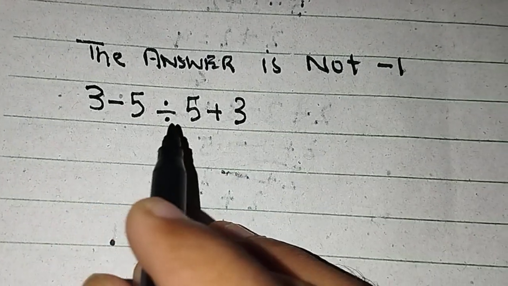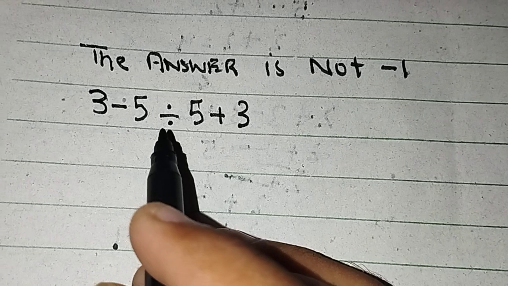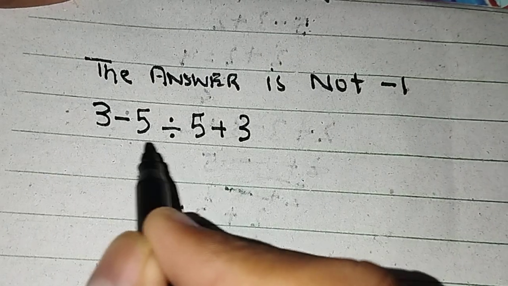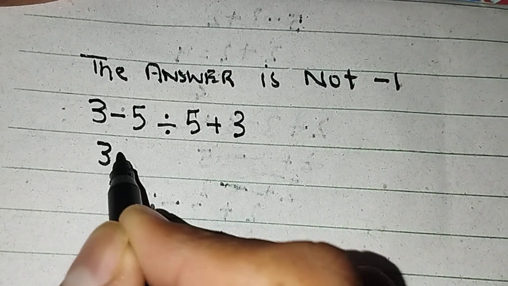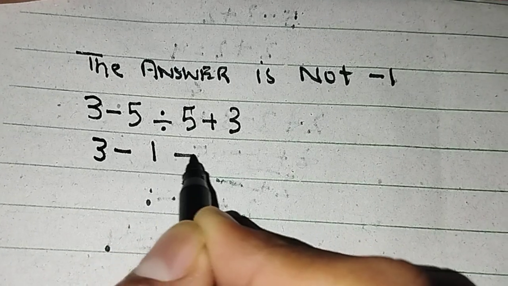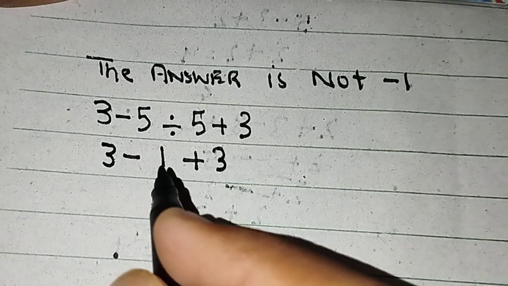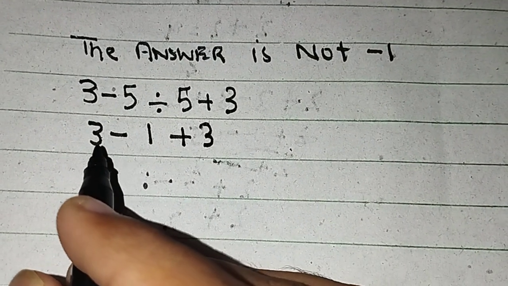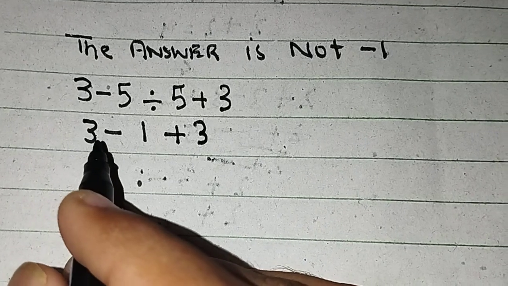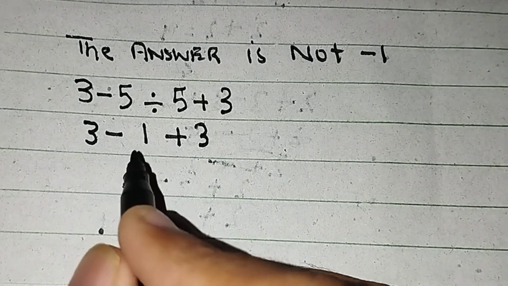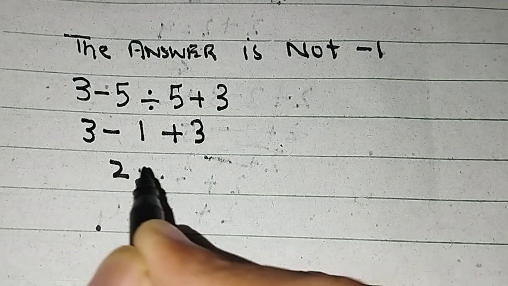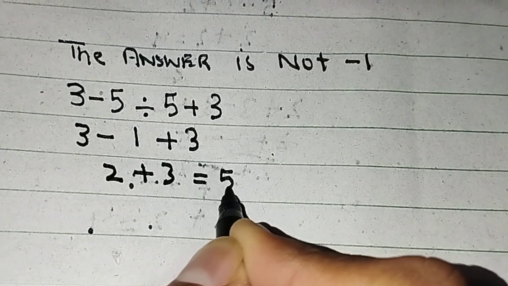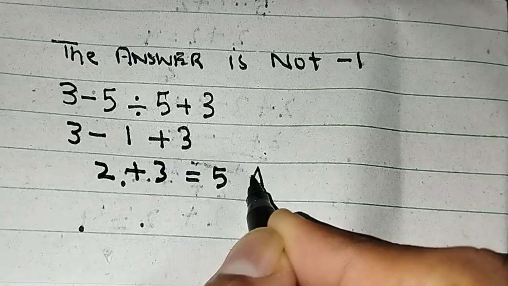So we discuss the question based on the order of operation and we will get the right answer. First we simplify the division. 3 minus 5 divided by 5 is 1, and plus 3 stays the same. Then we apply the order of operation from left to right. Simplify 3 minus 1 is 2, and plus 3. 2 plus 3 is equal to 5. So the answer is 5. This is the right answer.